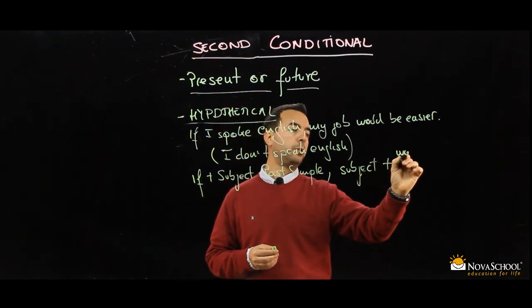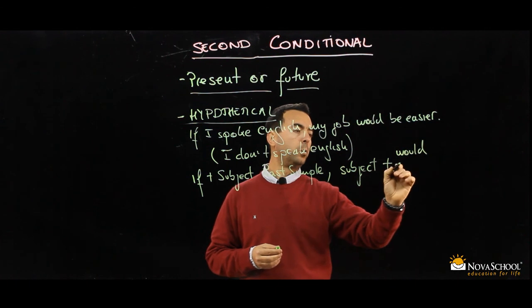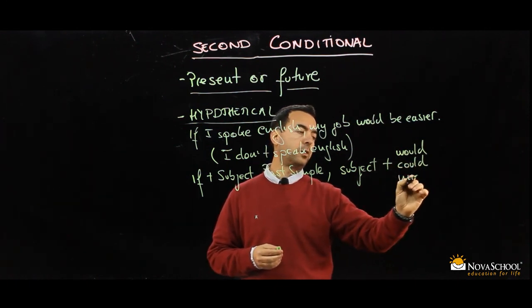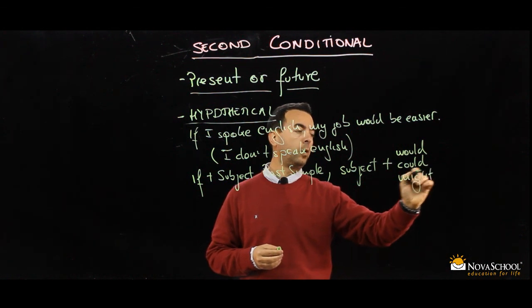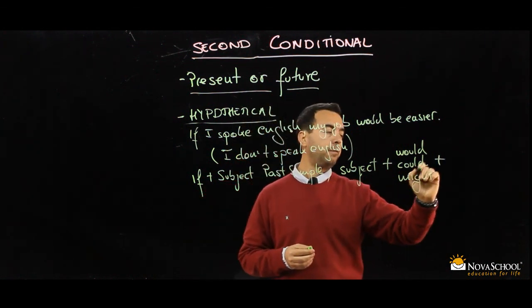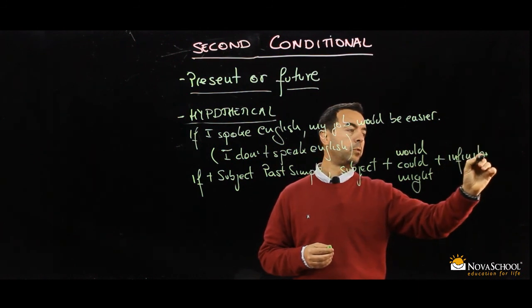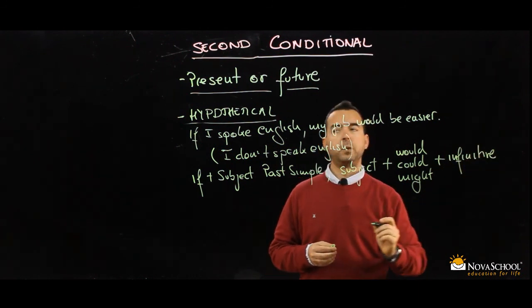We have the possibility to use would. We could also use could and might. All of them are followed by the infinitive without to. Infinitive without to, as you can see.